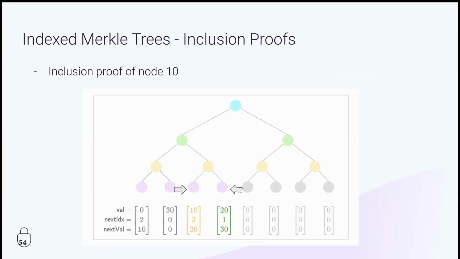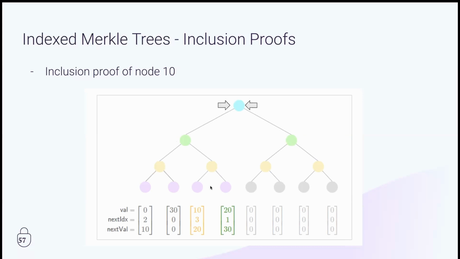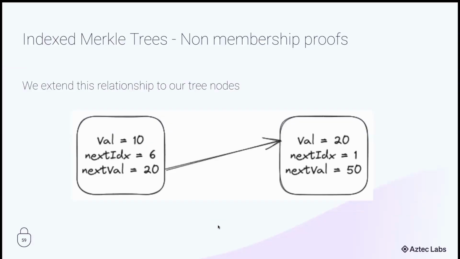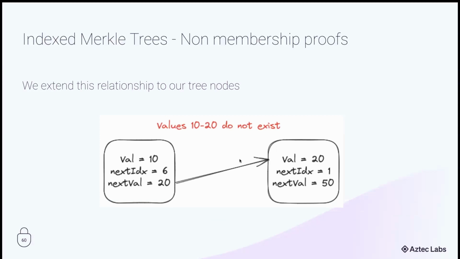So when you're doing the inclusion proof of node 10 in this case, we essentially do it just as before, like Merkle membership, all the way up to the root. Okay, node 10 is in there, and we know that 10 is also pointing to 20, so there's nothing in between. So yeah, this was just a refresher from earlier. If you had 1 and 10, there was nothing in between. So when we have 10 pointing to 20, any value between 10 and 20 does not exist in the set already.